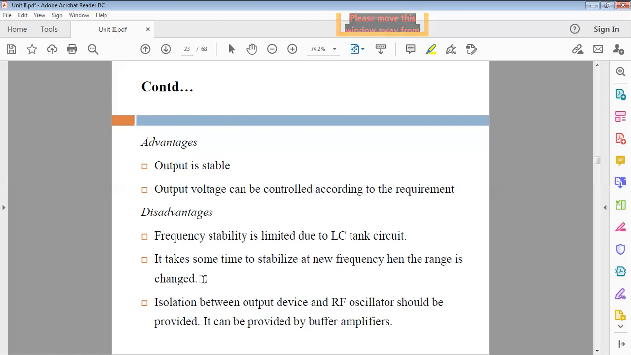Next, the other drawback is isolation. We need isolation devices between the output and the RF oscillator. Suppose there are any changes in the output, it will also produce some changes to the RF oscillator carrier signal which is being generated. So it causes distortion in the signal generated. To overcome this, we require isolation of the input device from the output device. For this, we use buffer amplifiers to avoid the isolation effect.